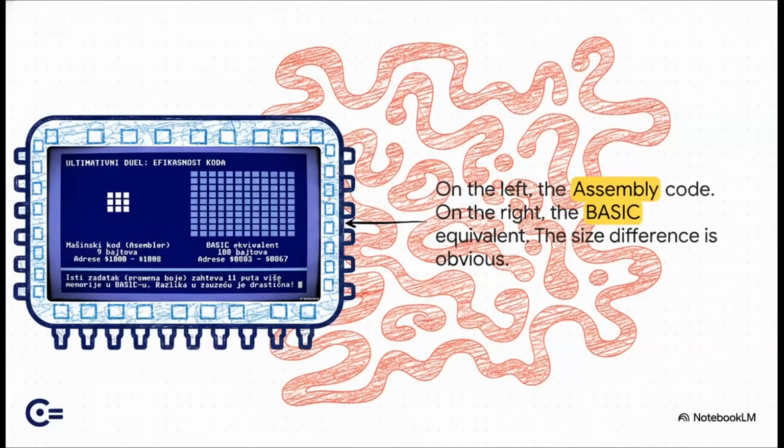And here we have it. On the left, that's the amount of memory needed for the assembly program. On the right, the memory for the exact same task in BASIC. You don't even need the numbers to see the story here, do you? But just for fun, let's look at the numbers anyway.